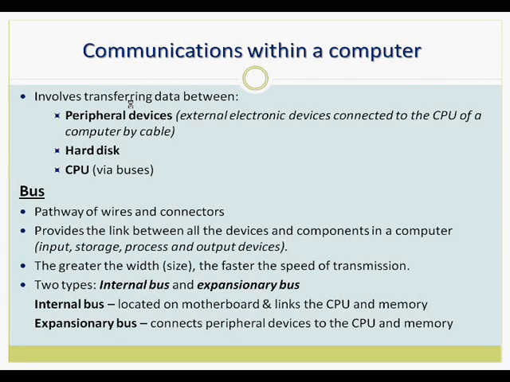Communications within a computer involves transfer of data between the hardware, peripheral devices, which are external devices that are not part of the computer, such as a mouse, scanners, printers, keyboards, etc., and the CPU through buses. A bus provides the link between all the devices and components in the computer so that they can communicate and move data between them. You can think of it as a highway which data travels within the computer.